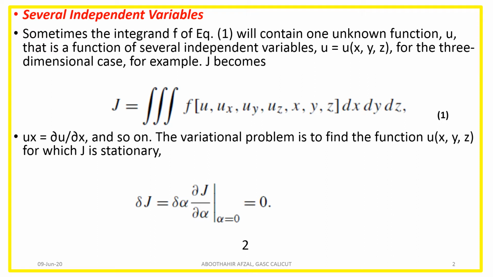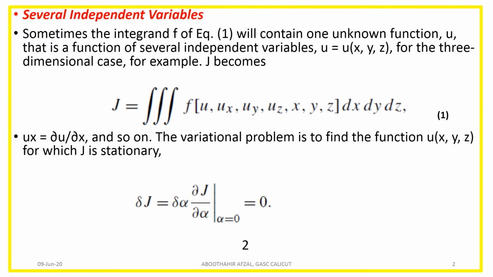Sometimes it may happen that the functional that comes in the expression for j, which is to be extremum, has more than one independent variable. In the last cases we have studied only one independent variable, x. Suppose instead of x there are three independent variables.